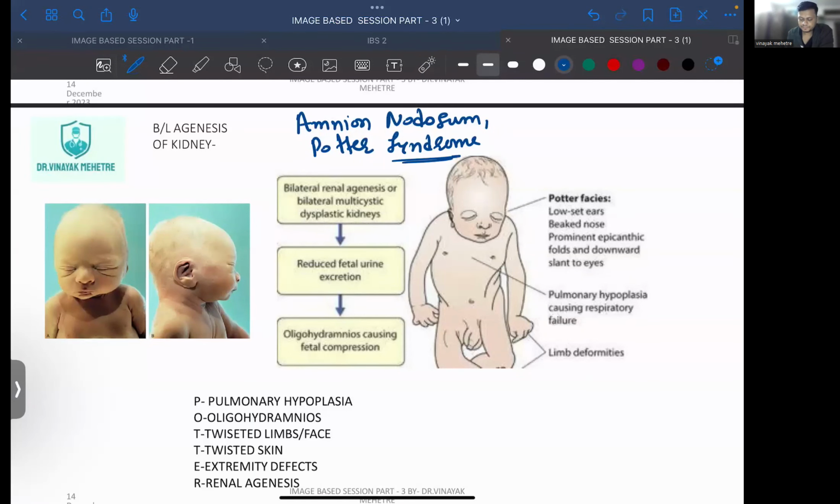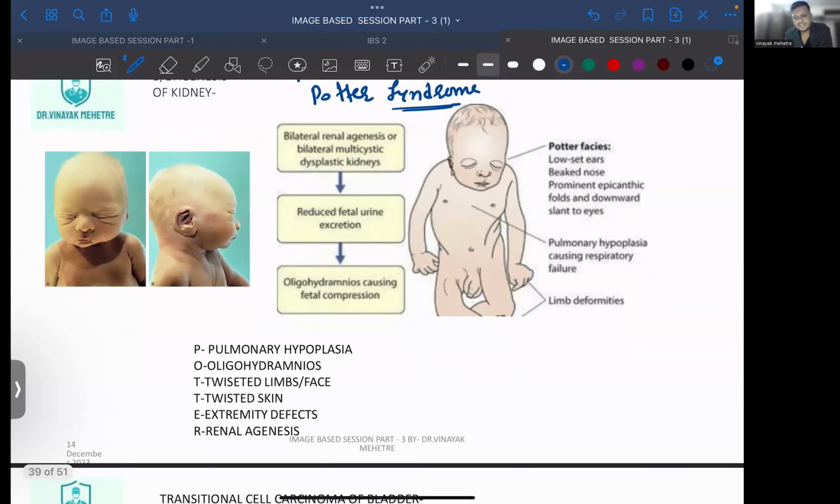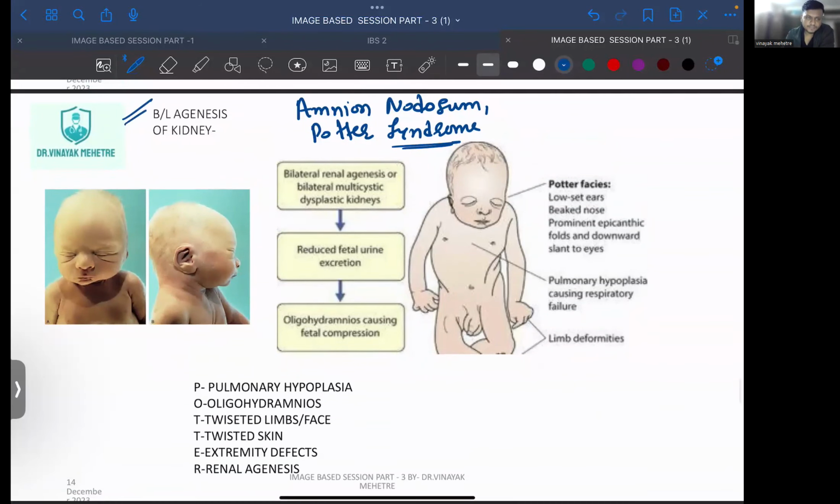Okay, Potter's syndrome. Potter syndrome can be remembered by the mnemonic, which is written in front of you. I will not waste time. Pulmonary hypoplasia, oligohydramnios, twisted limbs, twisted skin, right? Skin will have folds, and renal agenesis. This question has been asked already.